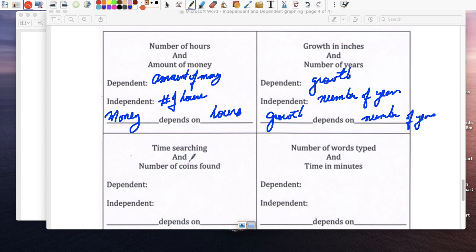Time searching and number of coins found. Okay, so the number of coins that you find is going to be dependent on the time you spent searching, the time searched, right? So the dependent is the number of coins, and the independent is the time you spent searching.